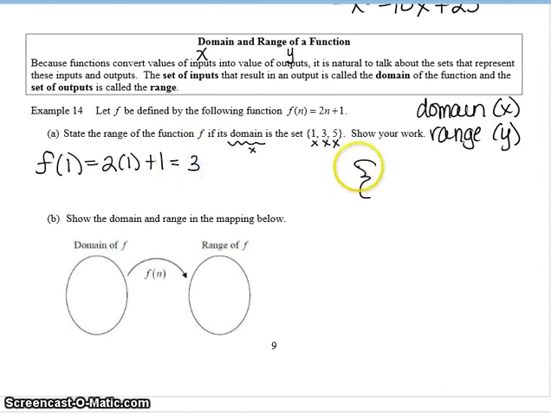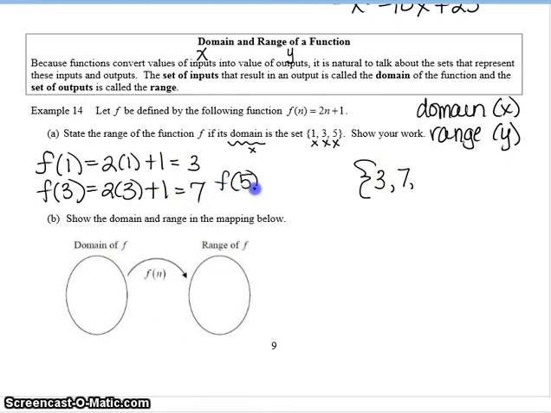So I'm going to use set notation, curly brackets here. And when x is 1, my range, my y, is 3. And then you're going to do the same thing for the other values. So you're going to evaluate f at 3. So it would be 2 times 3 plus 1, which is a 7. So 7 is my second range value. And the last one, f of 5, would be 2 times 5 plus 1, which is going to result in 11. So my range for this function is 3, 7, and 11 when the specific domain is 1, 3, and 5.